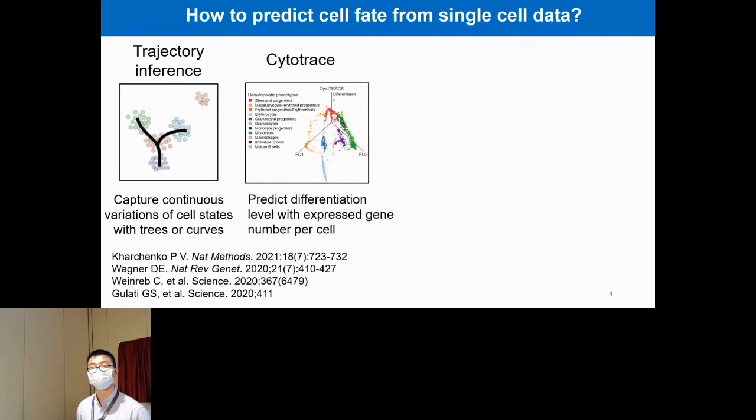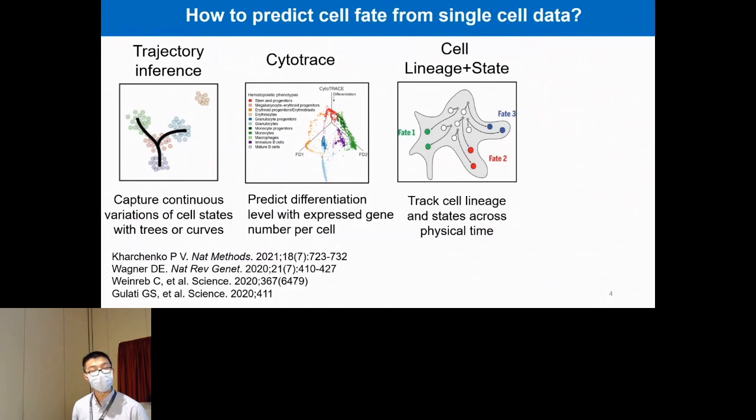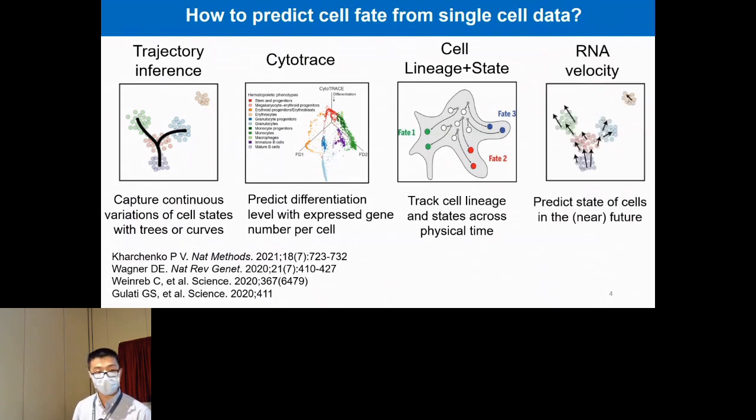The second method is called cycle tree. Cycle tree uses the expression number per cell to predict the differentiation level from a given single cell data set. The third one is called single cell lineage tracing data set. This method combines the lineage barcode information together with the transcriptional state in the embedding space to track the cell lineage and the state across physical time. The last one is the object we are focusing on today, called Probabilistic, which uses splicing and unsplicing information to predict the future cell state of the current cell state.